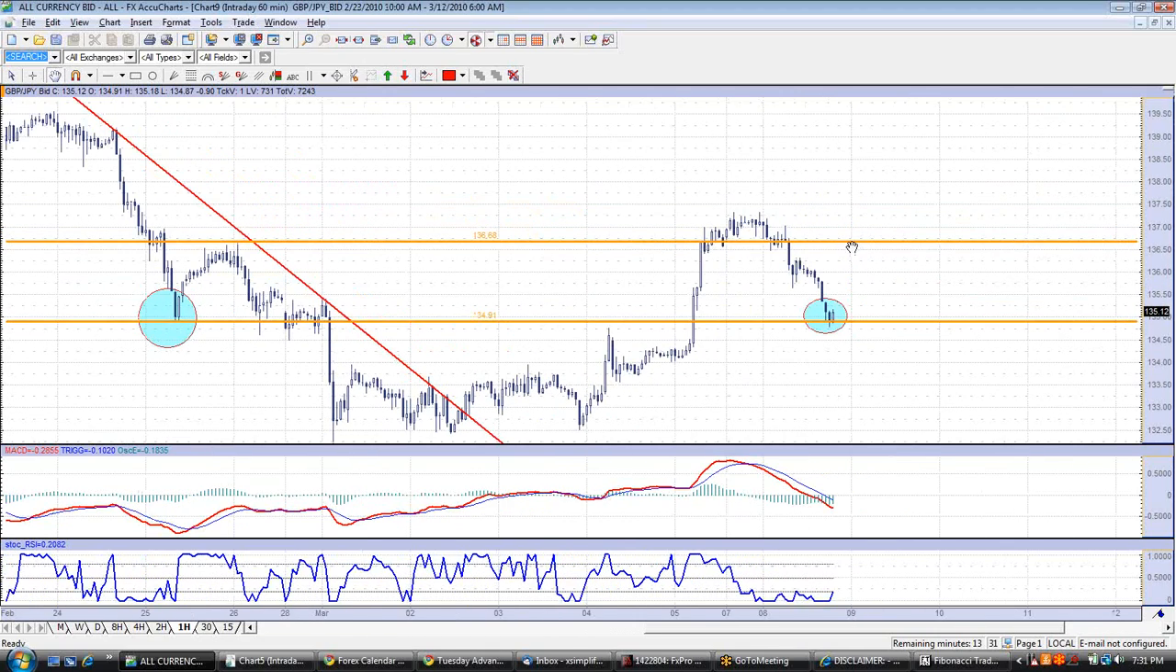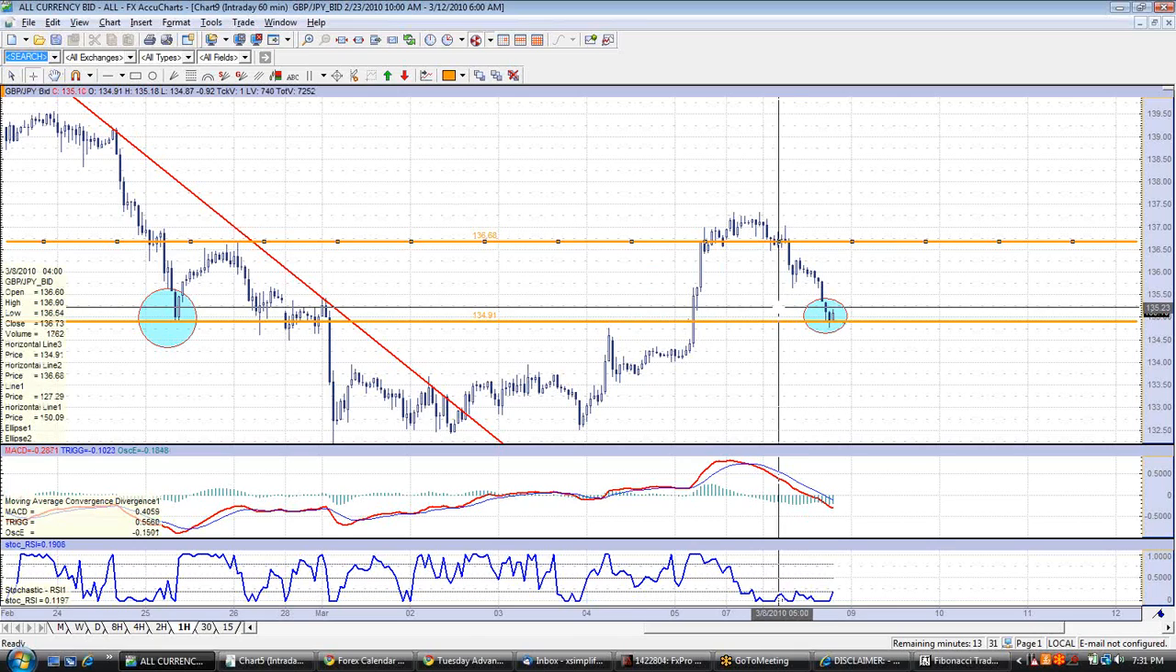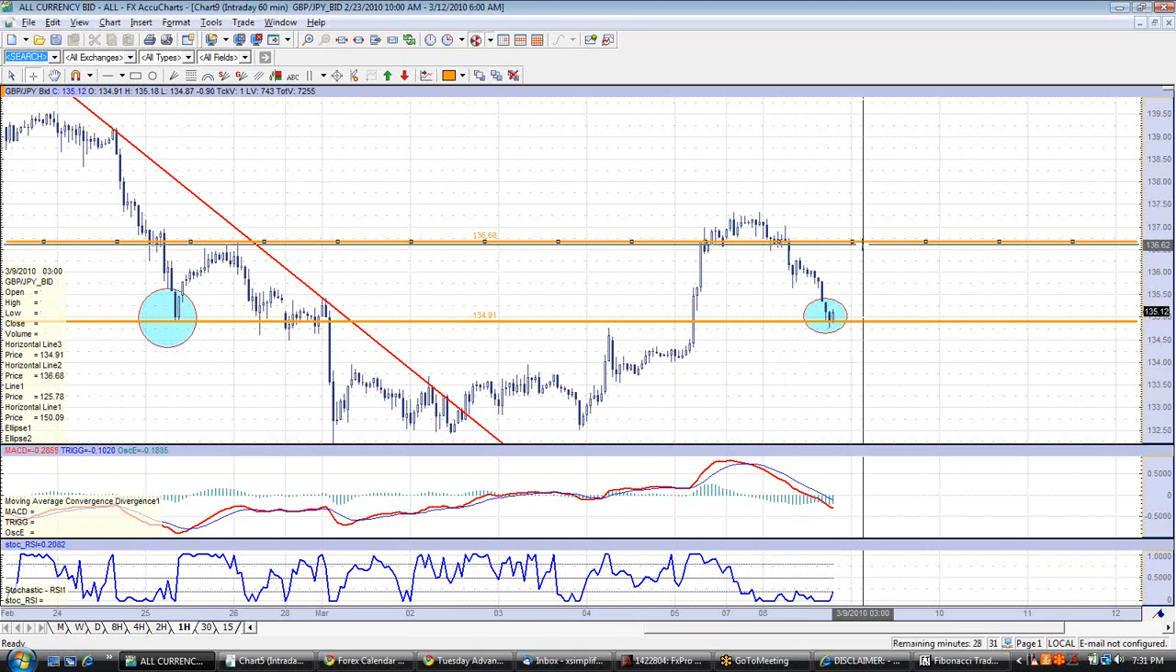If you enter long, make sure to take profit before the high, somewhere around 136.50. Make sure you take profit before 136.50 and move your stops to break even. So even if you enter somewhere here, around 135.20, you have about 120-130 pips to make before your first target.